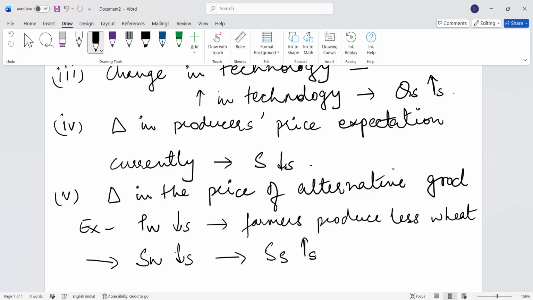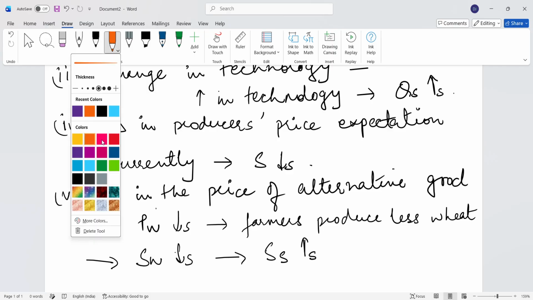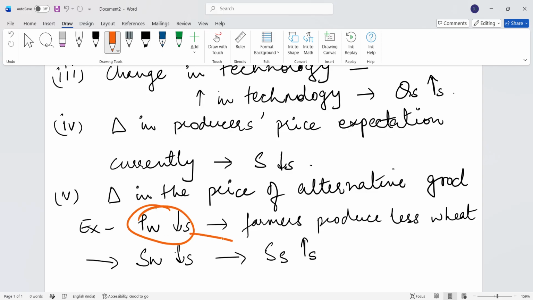Having said that, that's only possible when producers can easily switch between the production of these different types of products. They can easily switch their tools, equipment, machinery, and labor between these two products. Only then is this possible. That's one of the conditions. So if the price of wheat in the market increases, what impact will it have on the supply of soybean in the market? That's what we are looking at.